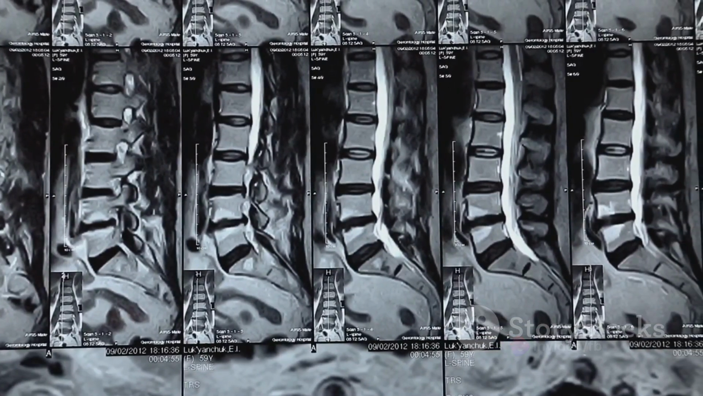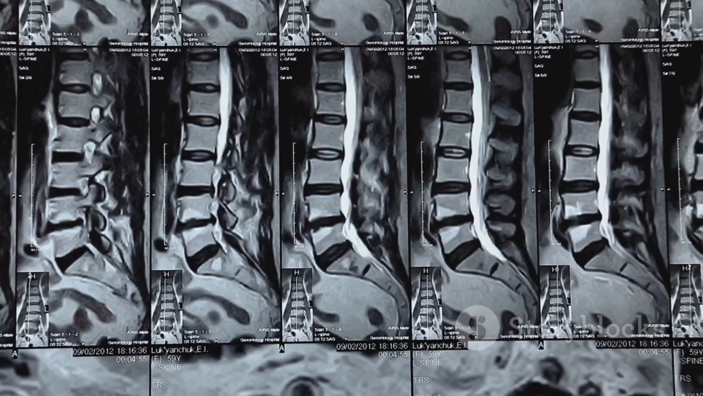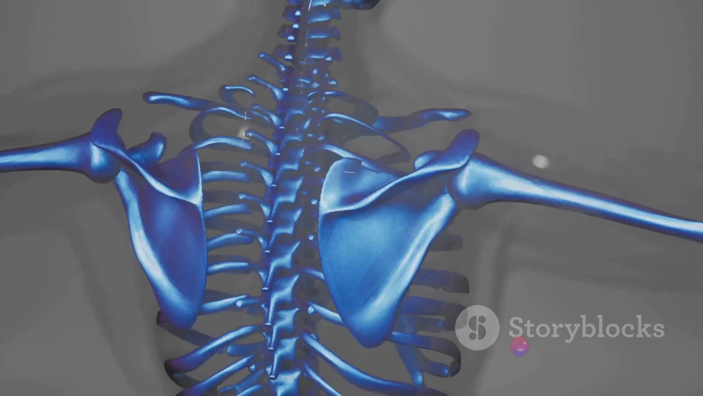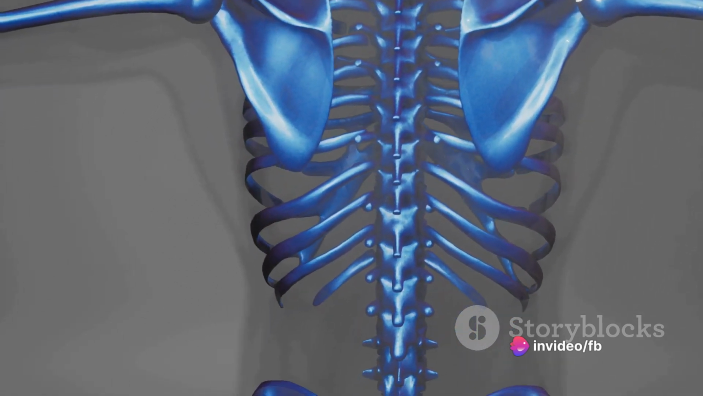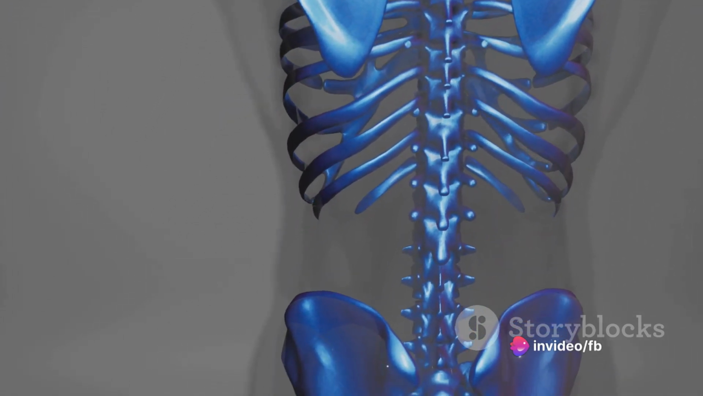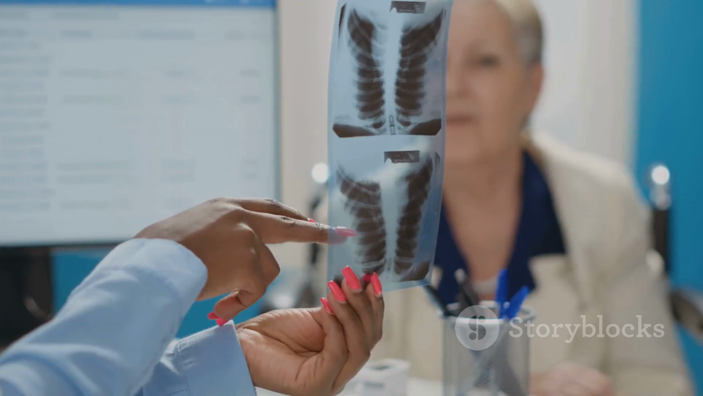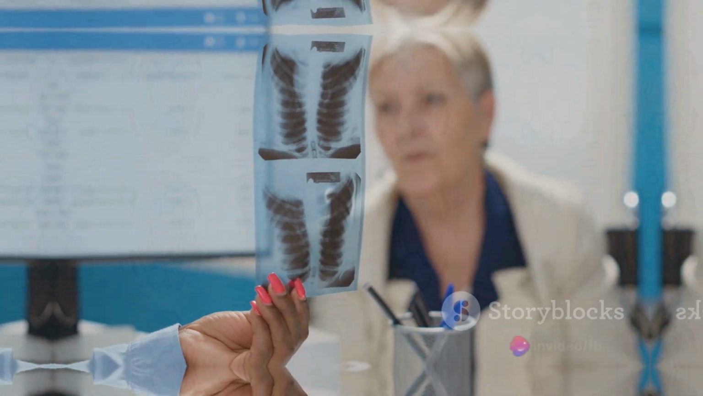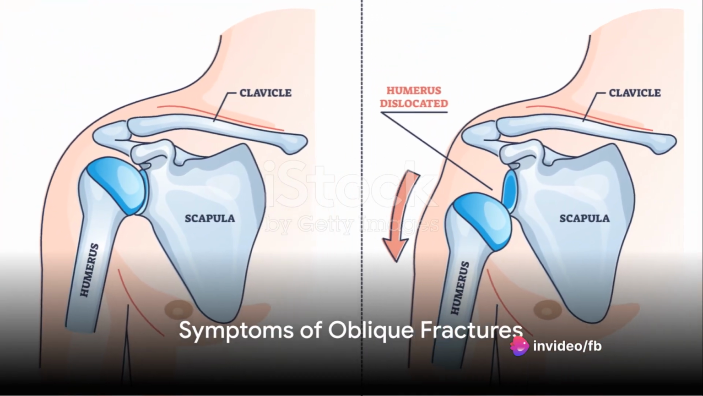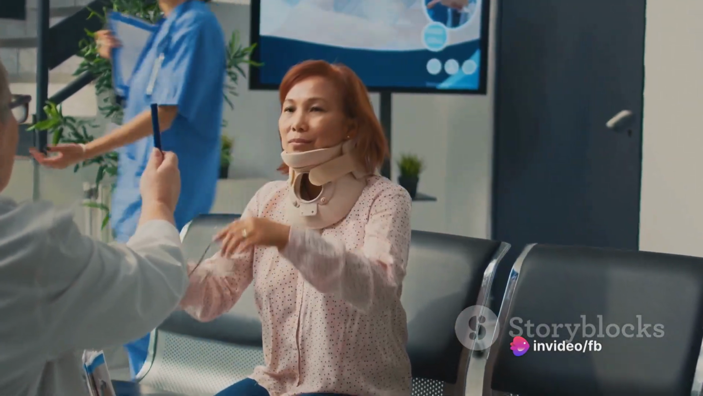Oblique fractures have a slanted or diagonal break, which can make them a bit more complex to treat. The angle of the break can vary depending on the specifics of the injury, but the key point to remember is that oblique fractures are characterized by a diagonal break across the bone. Now that we know how these fractures occur, let's move on to the symptoms. What are the telltale signs of an oblique fracture, you might ask? Well, let's delve into that.